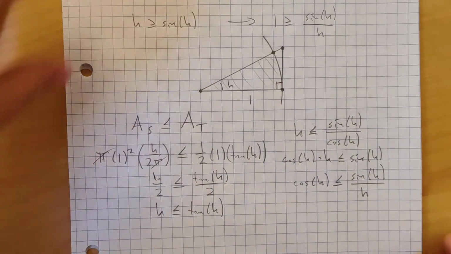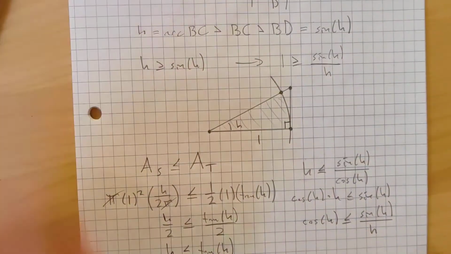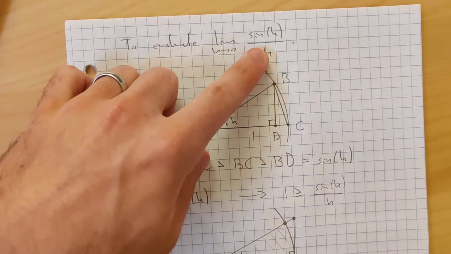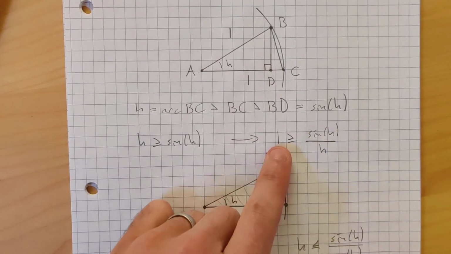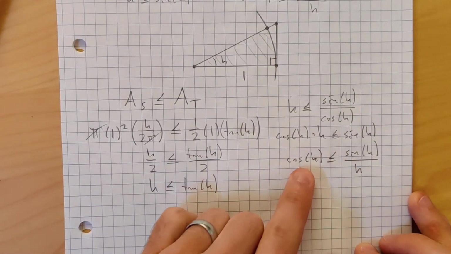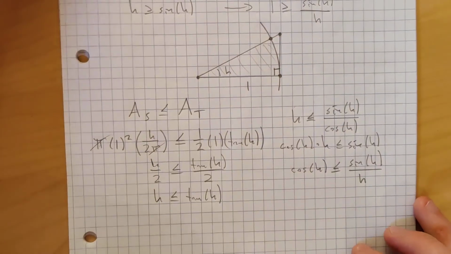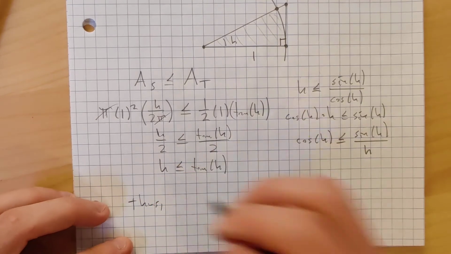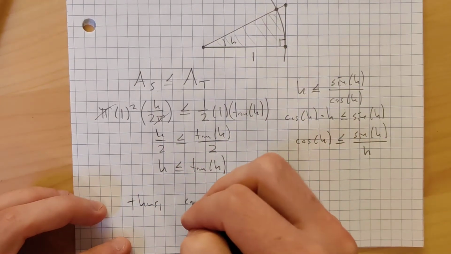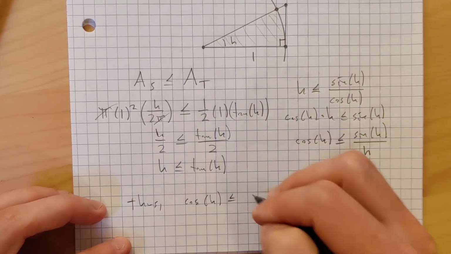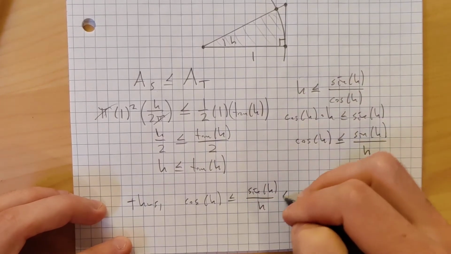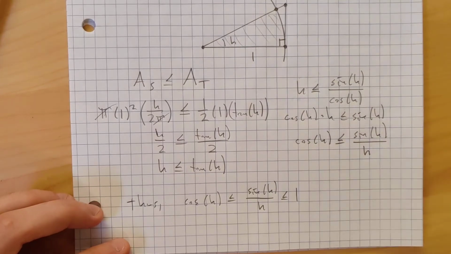Okay, so after all that work, doing all the geometry, look what we have. We're trying to evaluate this limit of sine of h over h. And I know sine of h over h is always less than or equal to 1, and always bigger than or equal to cosine of h. So now I've got this upper bound and this lower bound. Thus, our conclusion is that cosine of h is less than or equal to sine of h over h, which is less than or equal to 1.